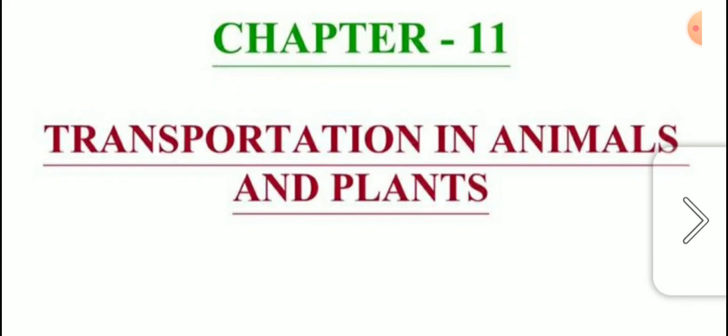What is plasma? The fluid part of the blood is called plasma. Blood has three types of blood cells: RBC, WBC, and blood platelets. How many types of blood cells are there? Red blood cells, white blood cells, and platelets.